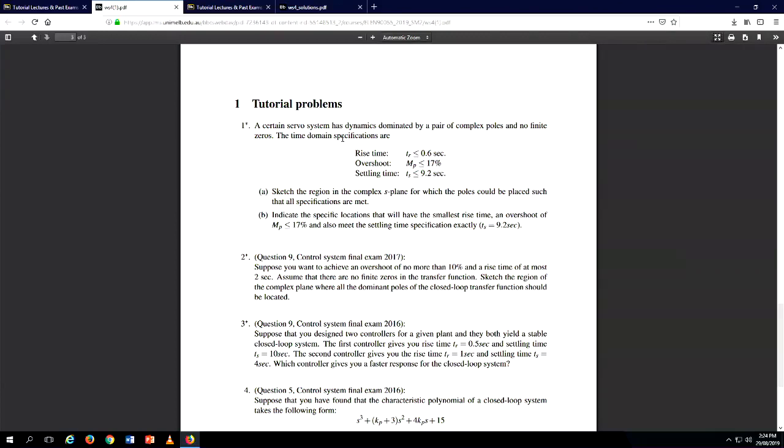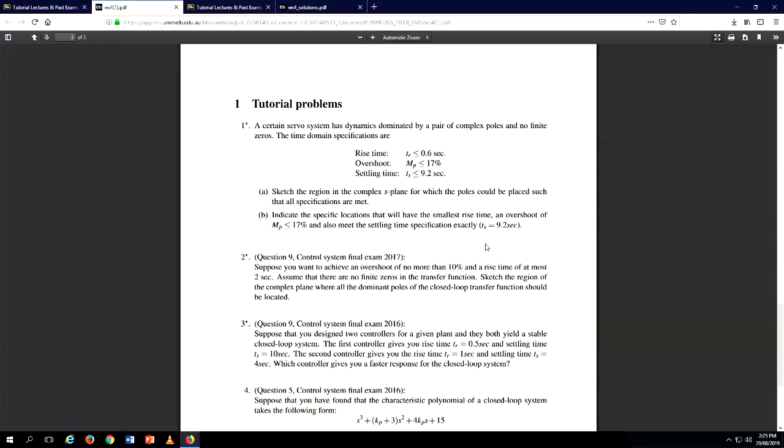A certain servo system has dynamics dominated by a pair of complex poles and no finite zeros. The time domain specifications are given here: rise time smaller than 0.6 seconds, percentage overshoot less than 17%, settling time less than 9.2 seconds. You are asked to sketch the region in the complex S-plane for which the poles should be placed such that all specifications are met, all right? And then the second question is to indicate the specific locations that will have the smallest rise time and overshoot of smaller than 17%, and also meet the settling time specification exactly at 9.2 seconds.